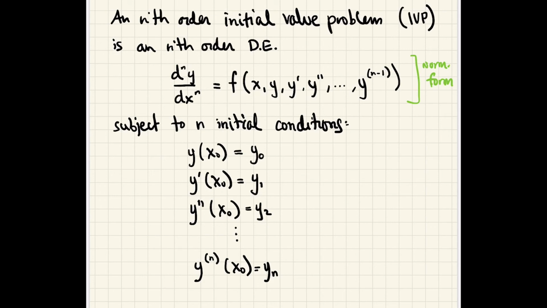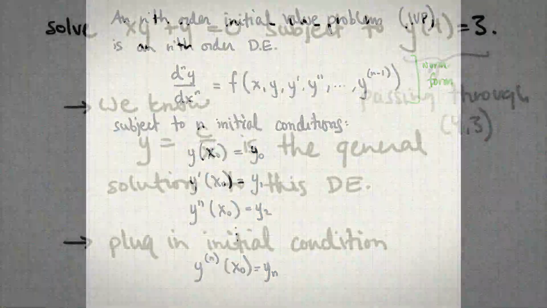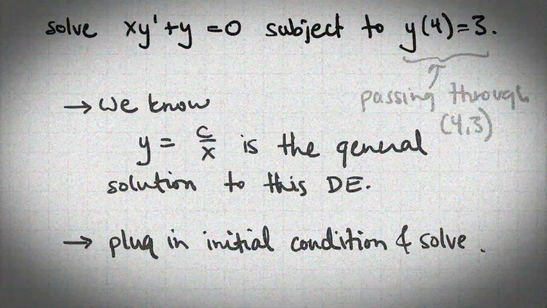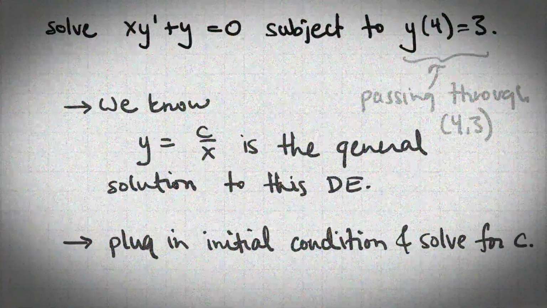All right, so that's pretty much it. The one thing that's important that you recognize is that the x-coordinate for the n initial conditions are all the same. The y-coordinate, of course, will depend on the order of the derivative, which is why they have different subscripts here. In the last example, we only had one initial condition because it was a first-order differential equation.